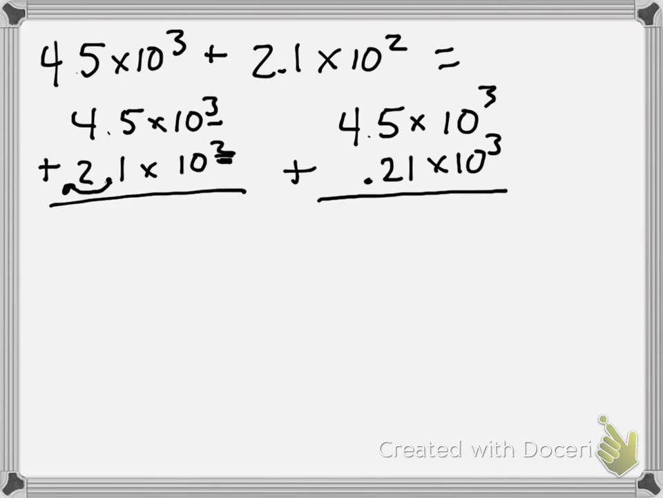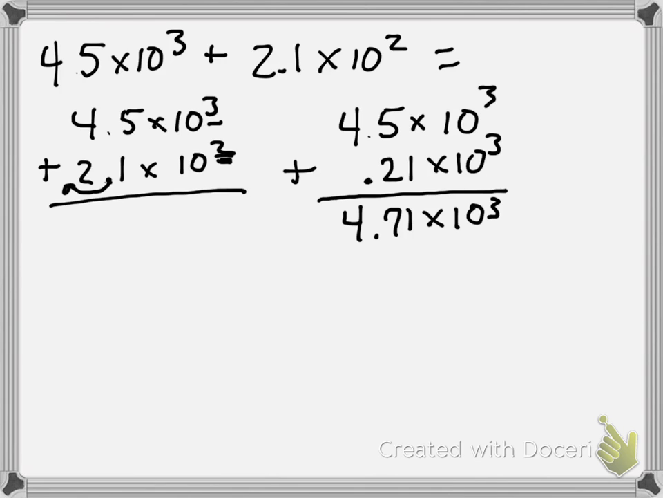Now you see how easy that is to add. You get 4.71 times 10 to the third. And that would be your final answer. And once again, if you're confused, you can always check your work in your calculator by taking the values out of scientific notation and adding them. Next, let's do one that involves subtraction.